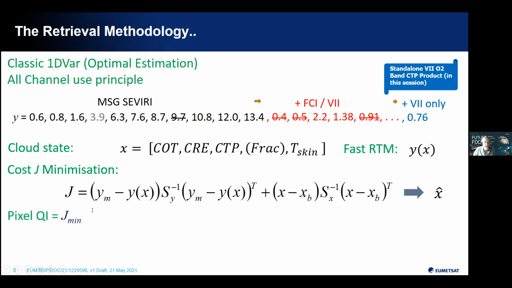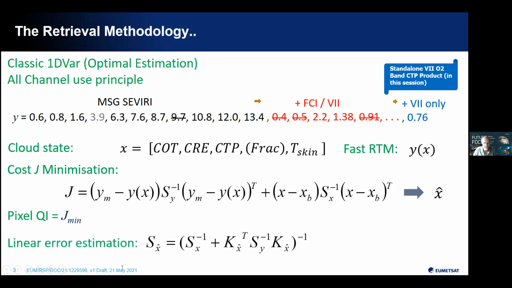Two things come out of it, in addition to the estimated state. One is a value of J at the minimum of this cost function, and that's useful to know whether you've actually successfully minimized, whether there's some problem with x representing what's actually there in terms of cloud, whether there's any problems in the measurements. For example, calibration errors would show up as a problem. That is reported in the product, so that's a useful QI indicator for the entire retrieval for a particular pixel.